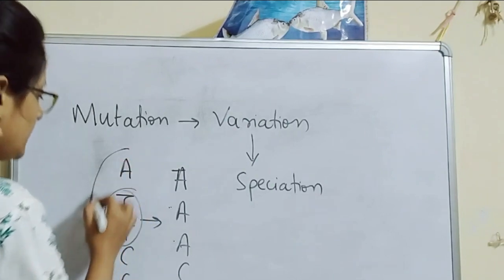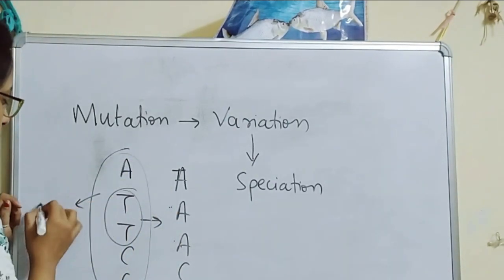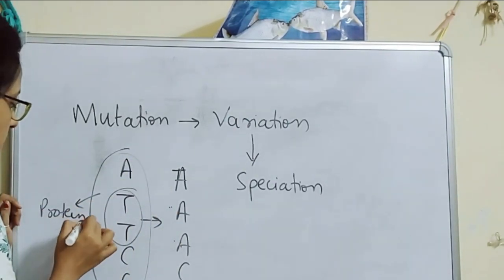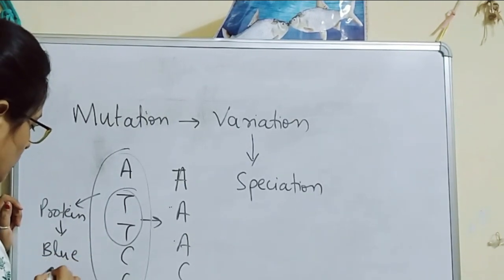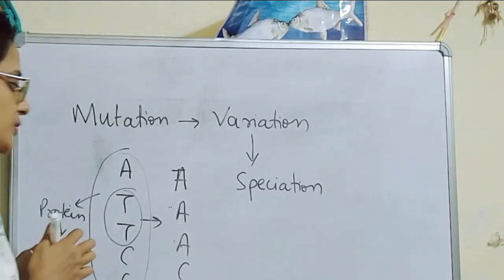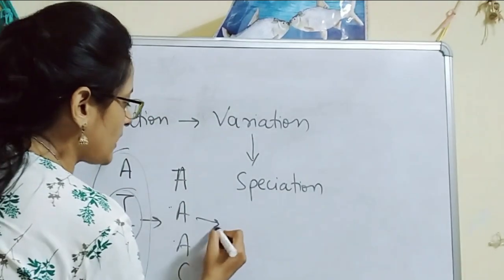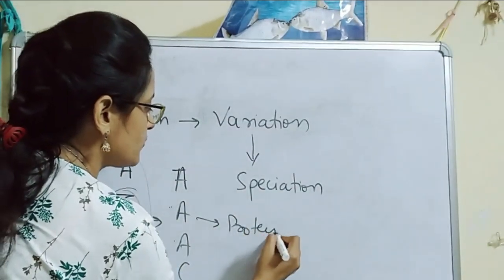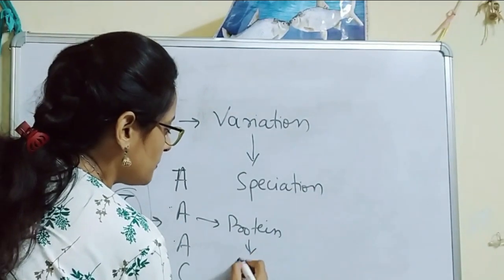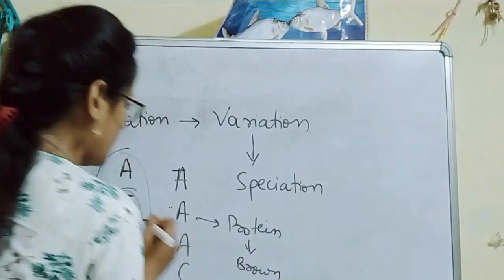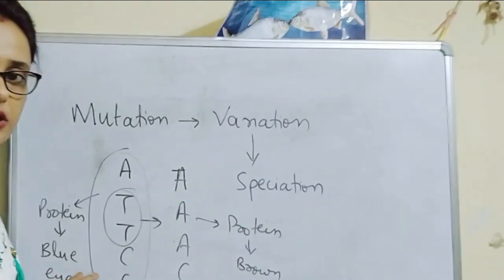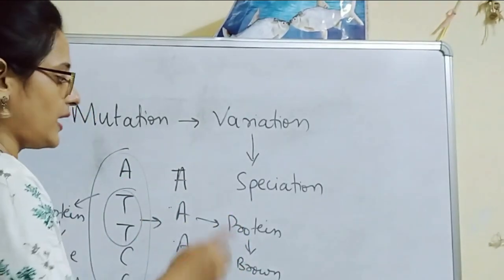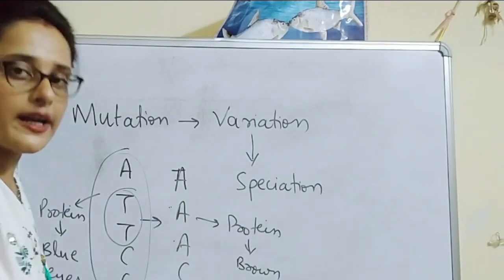Let's suppose this gene forms a protein that forms, let's suppose, blue colored eyes. Due to this mutation, a new type of protein is formed which forms, let's suppose, brown colored eyes. Here, due to mutation, the protein which is formed is different from the original, but it is functional and it forms a different type of eye color.